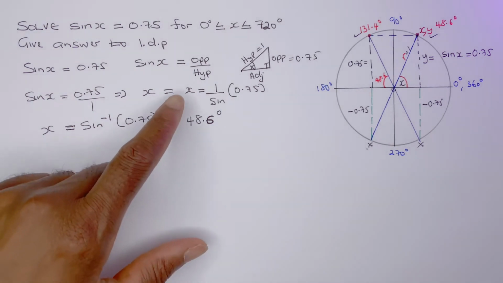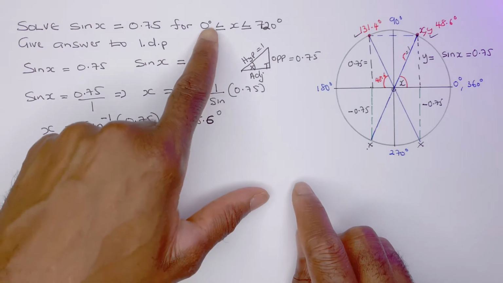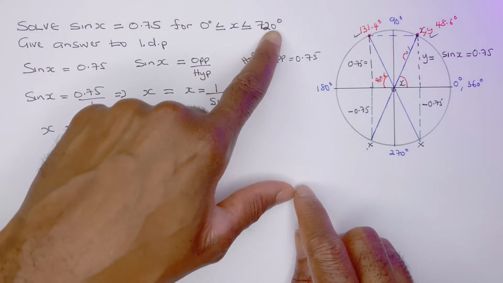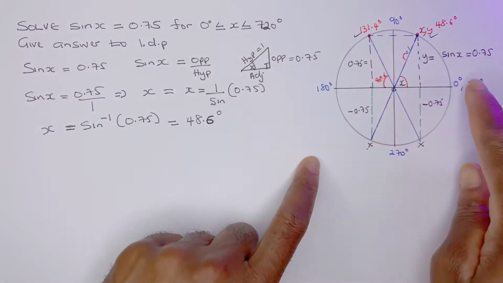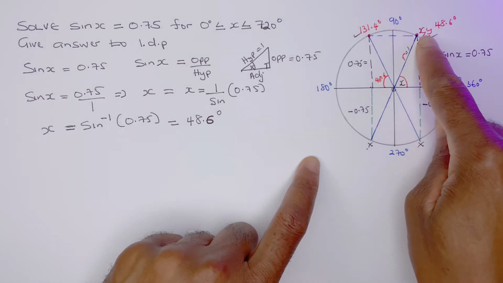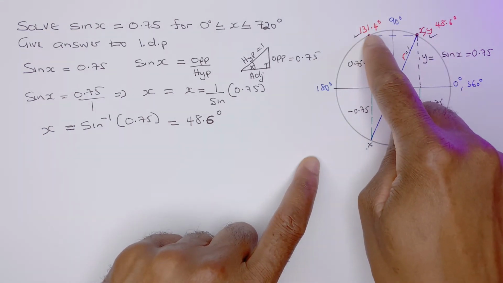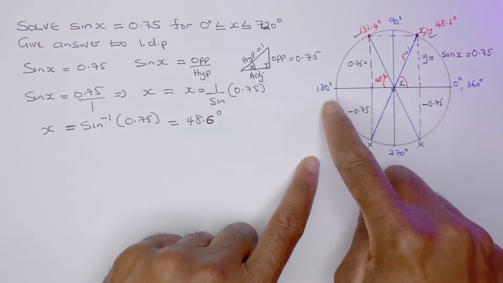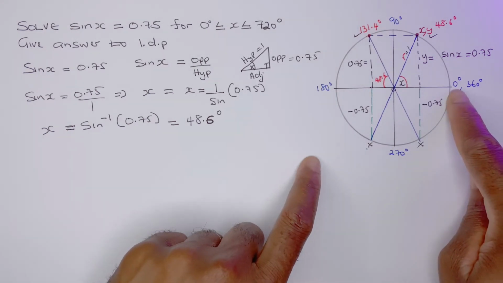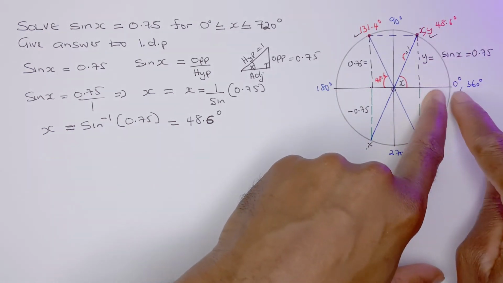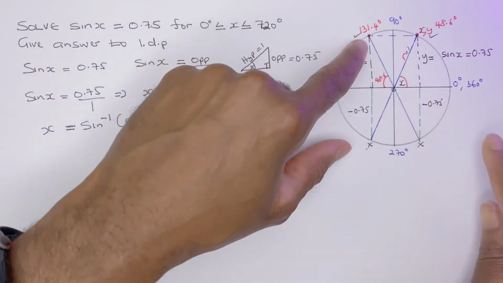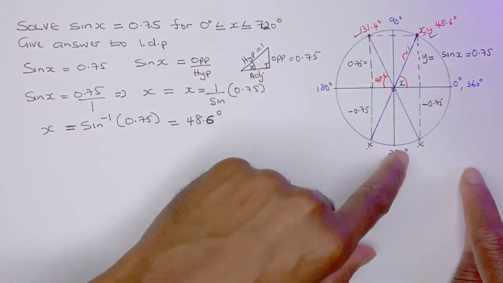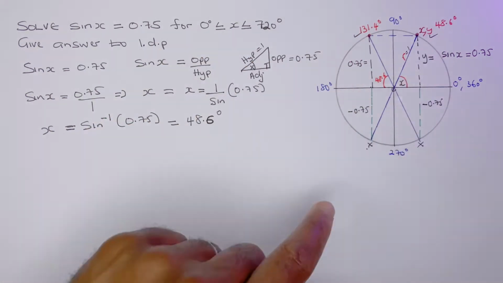But I need to find the degrees from 0 degrees to 720 degrees. I have found it from 0 to 48.6 and then 131.4 degrees. And if I go all around again, I need to add all this value here to get back to there.